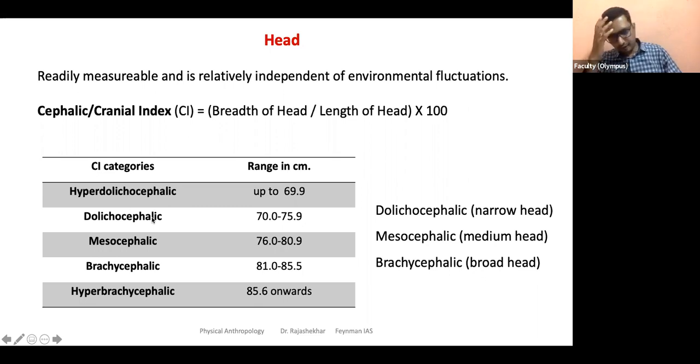Dolichocephalic: cephalon, head region. So dolicho means narrow heads. It falls between 70 to 75.9. Even narrower than that is called hyperdolicho. It is also dolicho, but hyperdolicho, more narrower. So dolicho is narrow, hyperdolicho is a more narrower version of the heads. So below this 69.9, below the 70, basically, in centimeters.